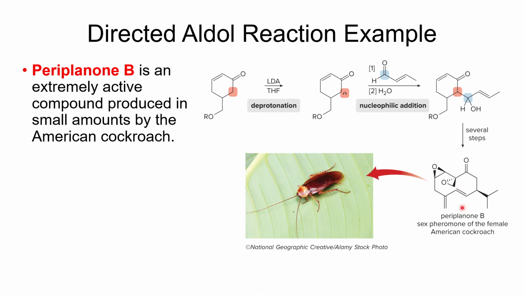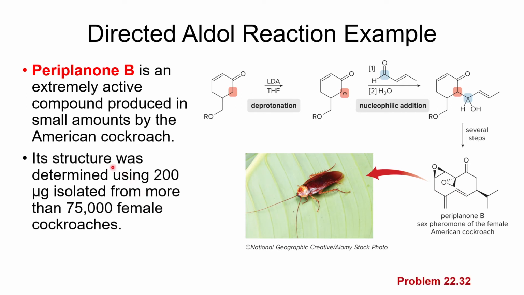And it's good to be able to make this and not have to extract it from the roach, because the original structure was determined by taking 75,000 female cockroaches, grinding them up, and they isolated only 200 micrograms of this product. And so any that you could make in a different way would be a useful compound. Now, I don't know if this has any uses other than for cockroaches, but it is an interesting compound.